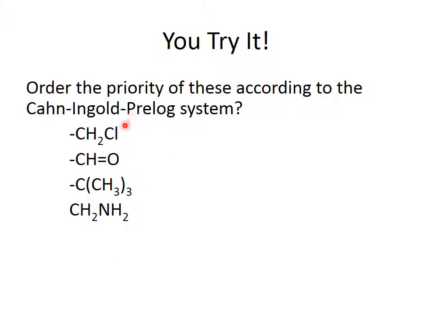Okay, if I look at this, all the carbons are the same, so I have to go to the next layer. Chlorine, hydrogen, hydrogen; oxygen, oxygen, hydrogen; carbon, carbon, carbon; and nitrogen, hydrogen, hydrogen. This group up here has a chlorine, so that outweighs everything else. The next group that has priority is oxygen because it outweighs carbon and nitrogen. Then I compare the carbon to the nitrogen. Nitrogen is heavier than carbon, and then carbon is the last. So these are the order.